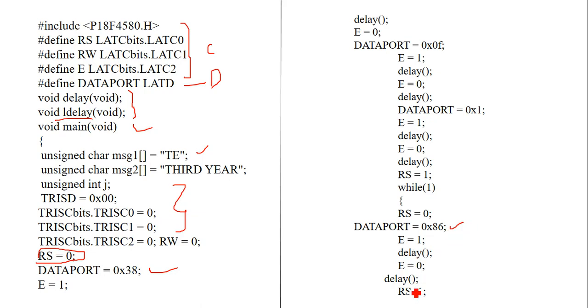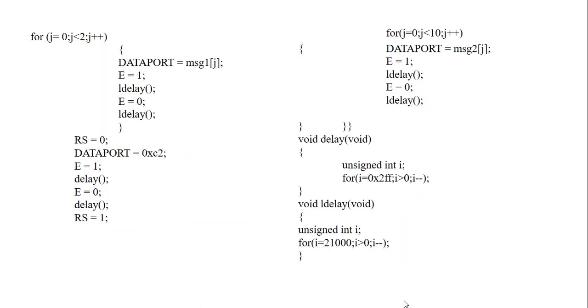Enable, then now RS is equal to 1. That means you are sending data. TE, how many alphabets are there? 2 alphabets are there. So j is equal to 0, j is less than 2. PORTD equal to message1[j]. It will send TE. Then between the two data, a 125 microseconds delay we have to keep. So that's why I designed a delay of 125 microseconds. Then latch it and release it.